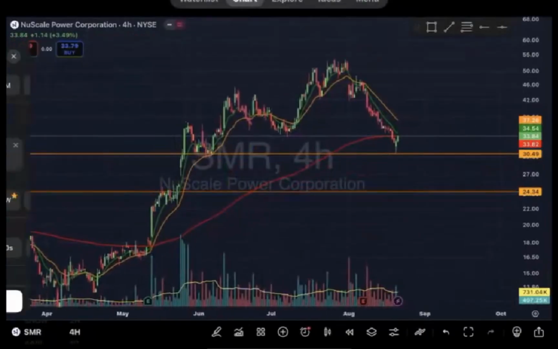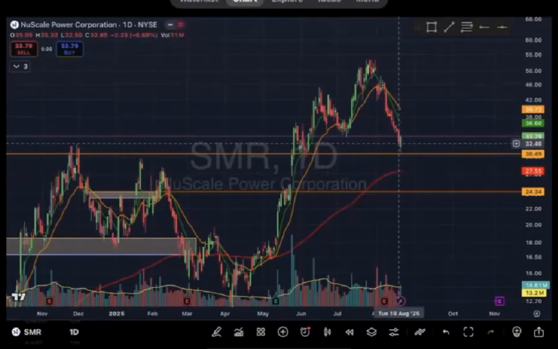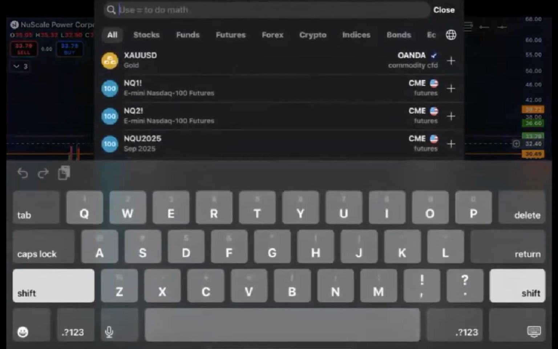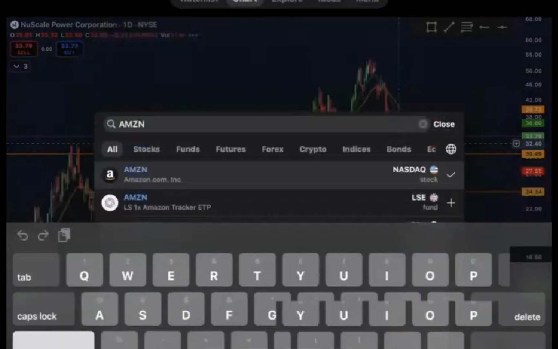Is it finna get back going though? This looks like a retest. Yes, it does. But I just don't like it just yet. Okay. I can't do it just yet. What was it? Amazon, is it Amazon?